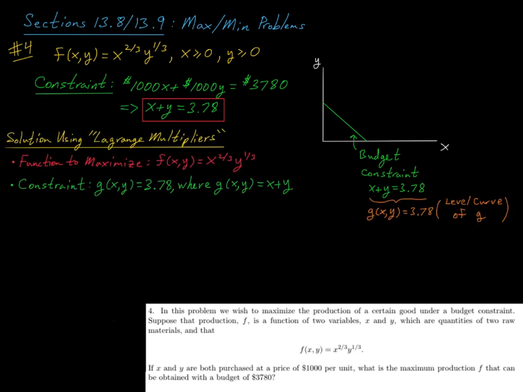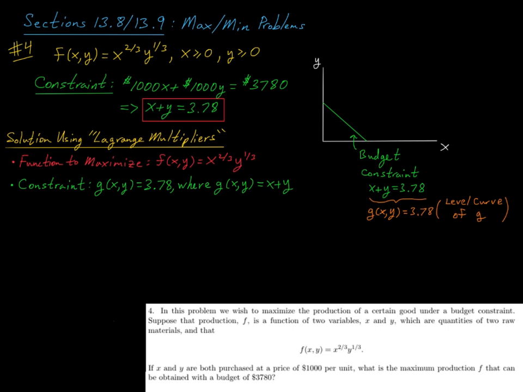Okay, so let's go ahead and solve this using what we call the method of Lagrange multipliers. We have this function to maximize, that's our production function. We're going to refer to this as our objective function in the next couple videos. And our constraint, I'm going to write this as g(x,y) = 3.78, where g(x,y) is just x plus y. That's really just a restatement of our budget constraint up here.